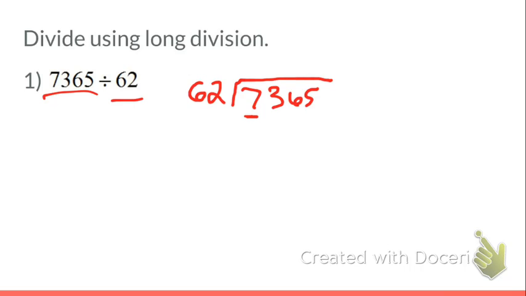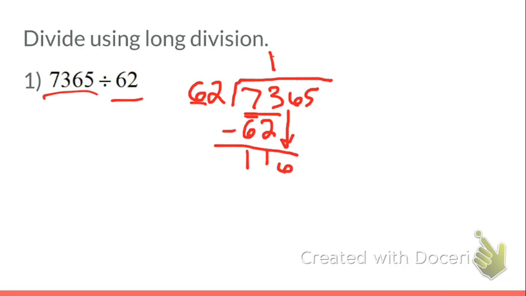Alright, so 62 doesn't fit into 7. So we're going to try to fit it into 73. So it goes in once. So we put a 1 right there. Now we do 1 times 62. 62, we write it right down there. Now we're going to subtract. Alright, 73 minus 62 is 11. 62 doesn't go into 11. Let's bring down that 6.